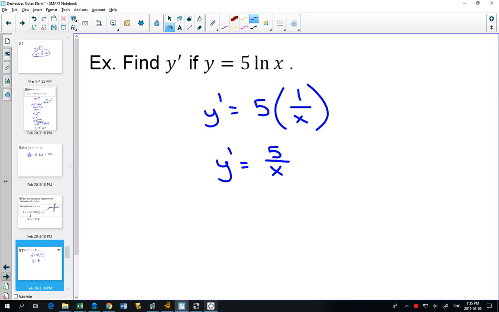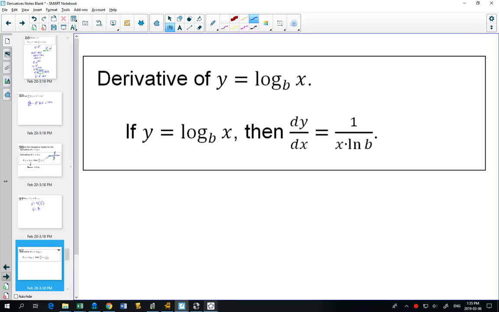Now, similar to exponents, the 1 over x only works when the base is e. What happens when we change the base to something else? So the question, if we do it with a number, who wants to use their favorite number? We're not going to use negatives. 343, okay. Log base 343 of x, and we want to find the derivative.